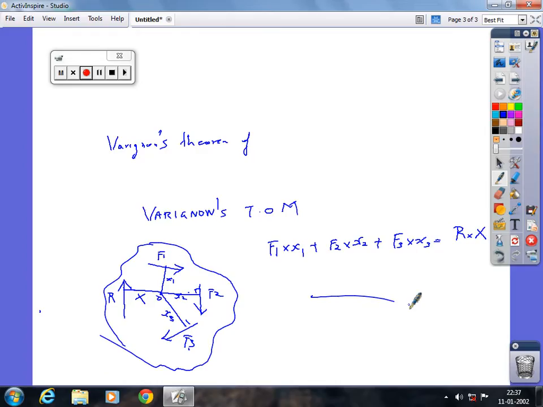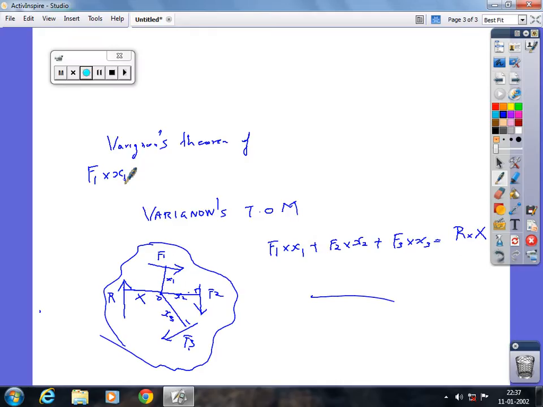Is it clear? So now let me take the moment of the first force with respect to this particular point. All of you listen here. If I'm taking the moment of the first force with respect to this point, what is moment defined as? Moment is defined as force into perpendicular distance, right? I taught you just now. So the moment of the first force with respect to this point is F1 into x1. Do you understand? And as it is going to be clockwise, I am giving a positive sign here.